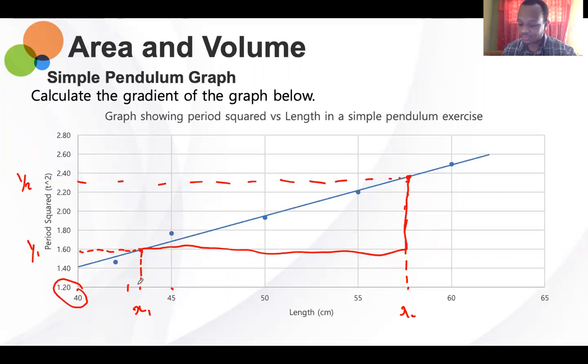Are we understanding? Go ahead. Can you go over what you just did, please? The y2 and y1. Yes, sir.